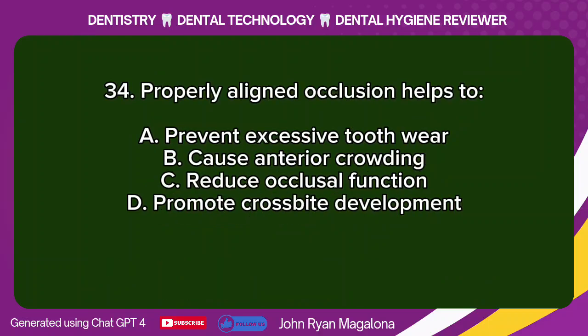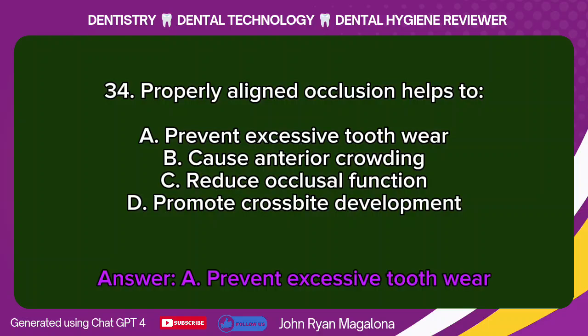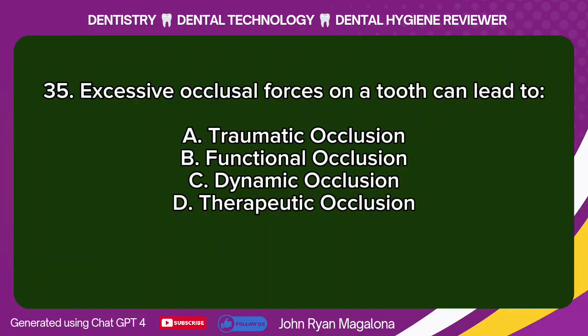34. Properly aligned occlusion helps to: A. Prevent excessive tooth wear, B. Cause anterior crowding, C. Reduce occlusal function, D. Promote crossbite development. Answer: A. Prevent excessive tooth wear. 35. Excessive occlusal forces on a tooth can lead to: A. Traumatic occlusion, B. Functional occlusion, C. Dynamic occlusion, D. Therapeutic occlusion. Answer: A. Traumatic occlusion.